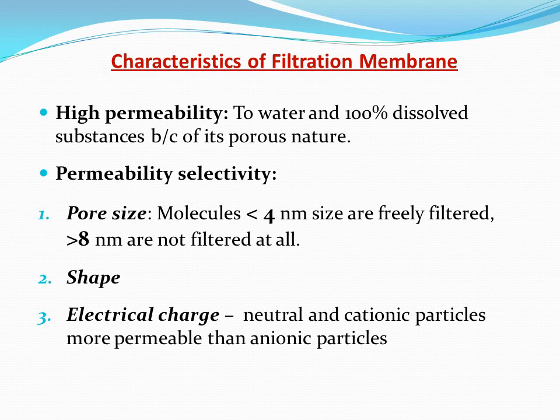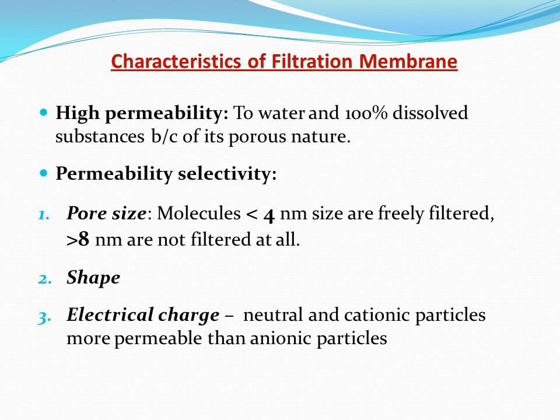Now coming to the characteristics of the filtration membrane, where we have to see certain factors that determine the permeability of the glomerular filtration membrane. Substances like water and dissolved substances to which the membrane is highly permeable can easily cross the filtration membrane because of its porous nature. But for certain other factors, the membrane permeability will be selective.